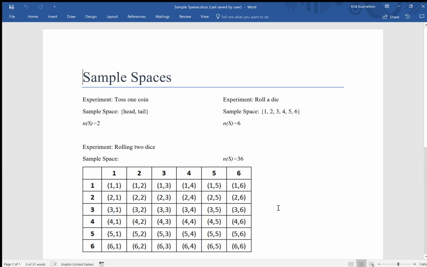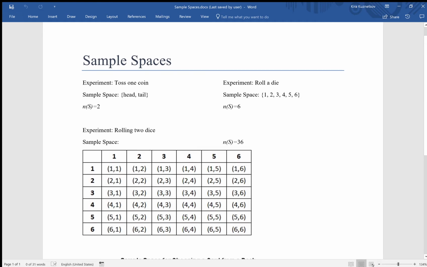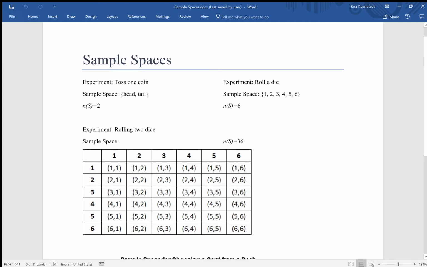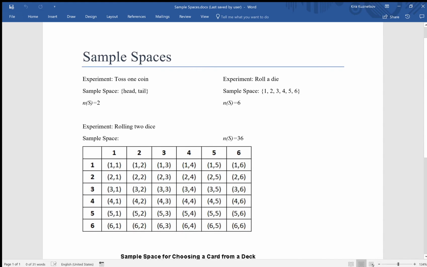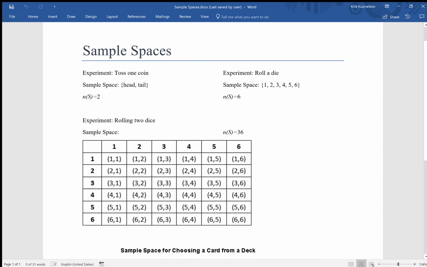I'm continuing with sample spaces, and these are my examples of different sample spaces that we are talking about. Tossing one coin, sample space heads or tails. Now, N of S is a representation of how many things are in your sample space. So the size of the sample space is 2 because I only have 2 outcomes. The experiment of rolling a die has 6 outcomes in the sample space, so therefore N of S is equal to 6.